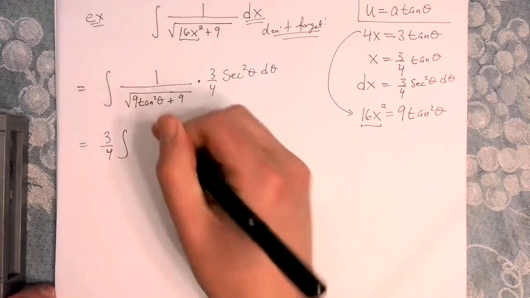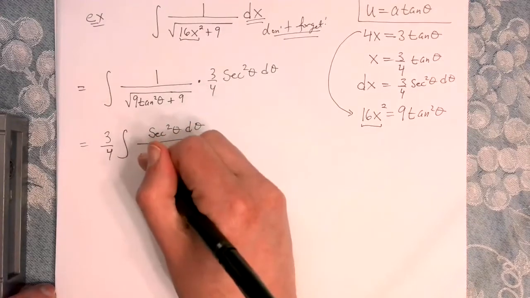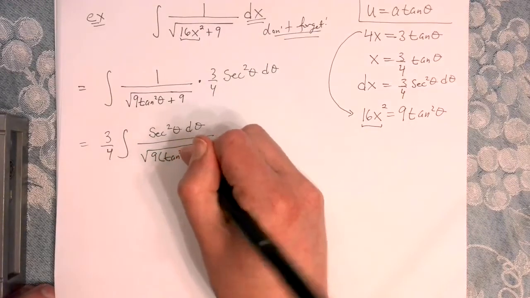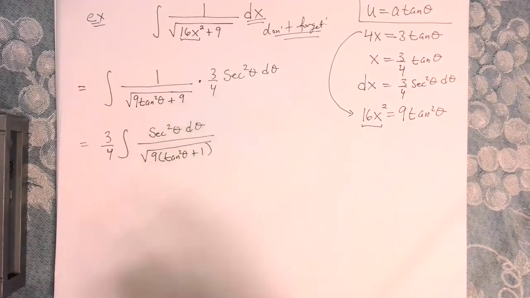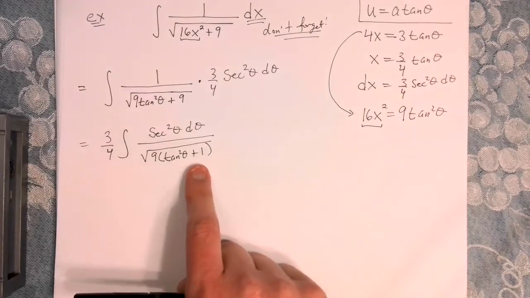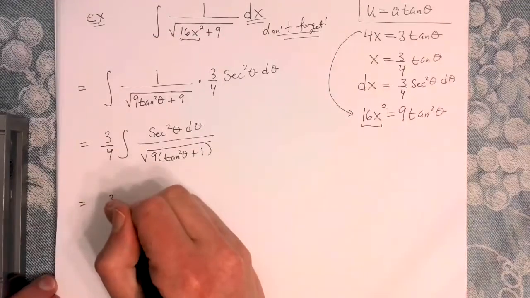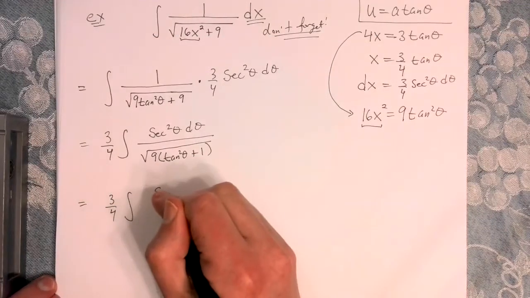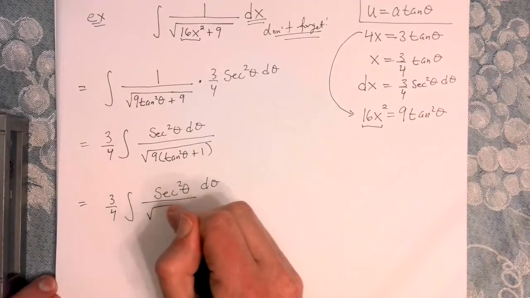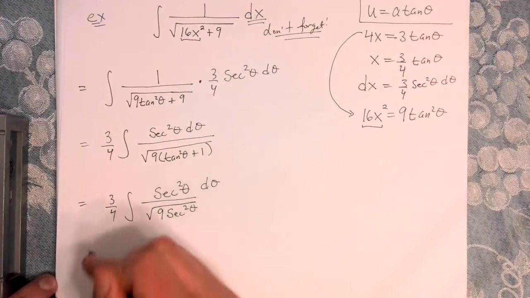Okay, so 3/4 factored in front. I've got my secant squared of theta d theta here. And then as promised in the radical, I'm factoring out the 9. And that's going to leave me with tangent squared of theta plus 1. And that's really nice, right? That's a Pythagorean identity. We know that tangent squared of theta plus 1 is exactly secant squared of theta. So that's going to give me 9 secant squared of theta.